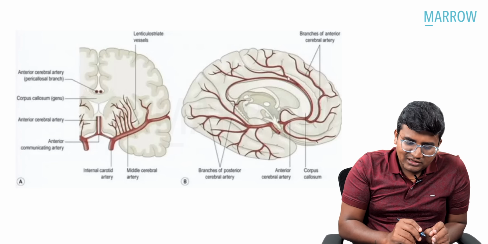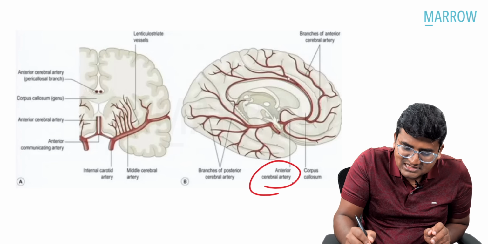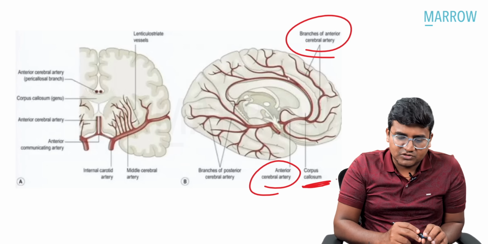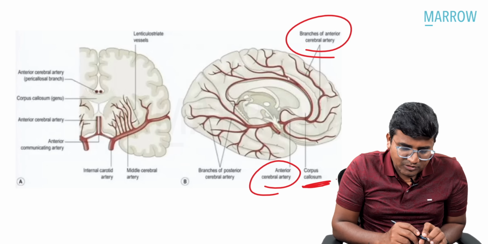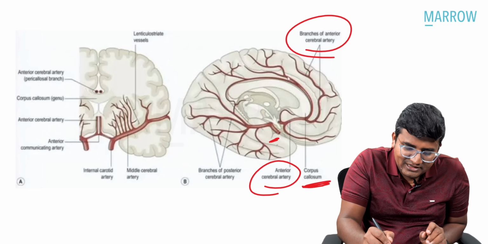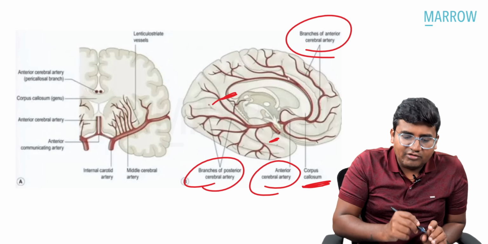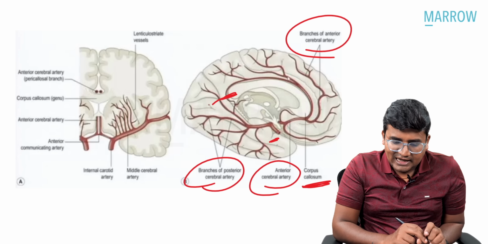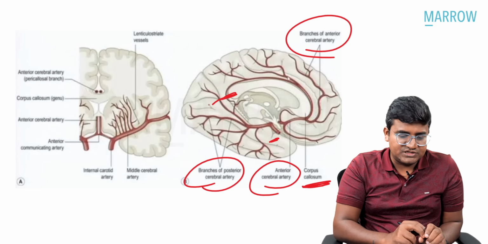Now this is a diagram. This is our anterior cerebral artery giving the pericallosal artery, supplying the major part of the corpus callosum. And this is our posterior cerebral artery. It is supplying the splenium of the corpus callosum, giving the posterior pericallosal arteries. And the anterior communicating artery is also giving a branch.